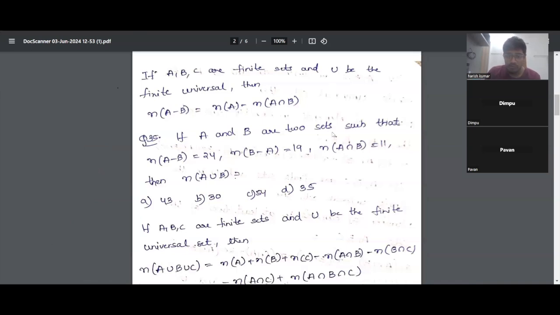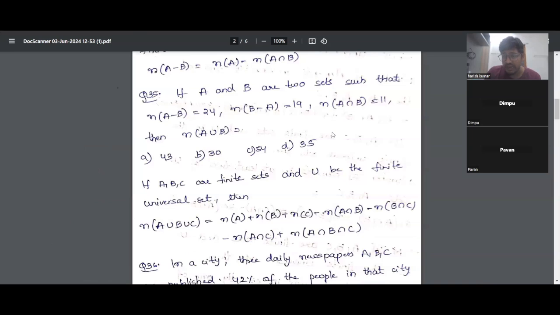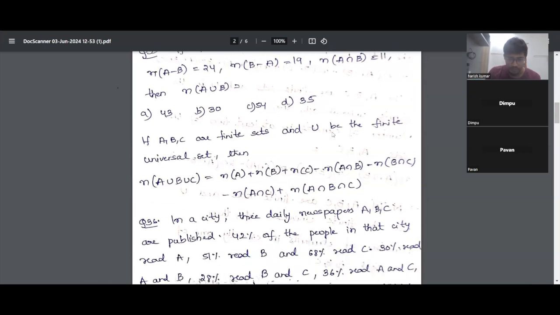So these sorts of problems are really important in mains and MSET context, okay? In mains, you can expect one question, and in MSET you can expect 3 to 4 questions, okay?